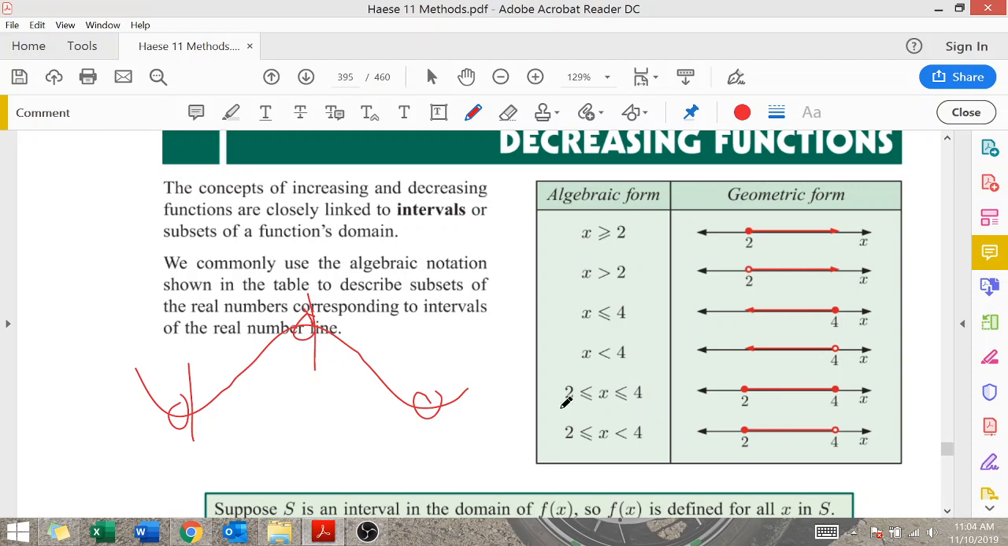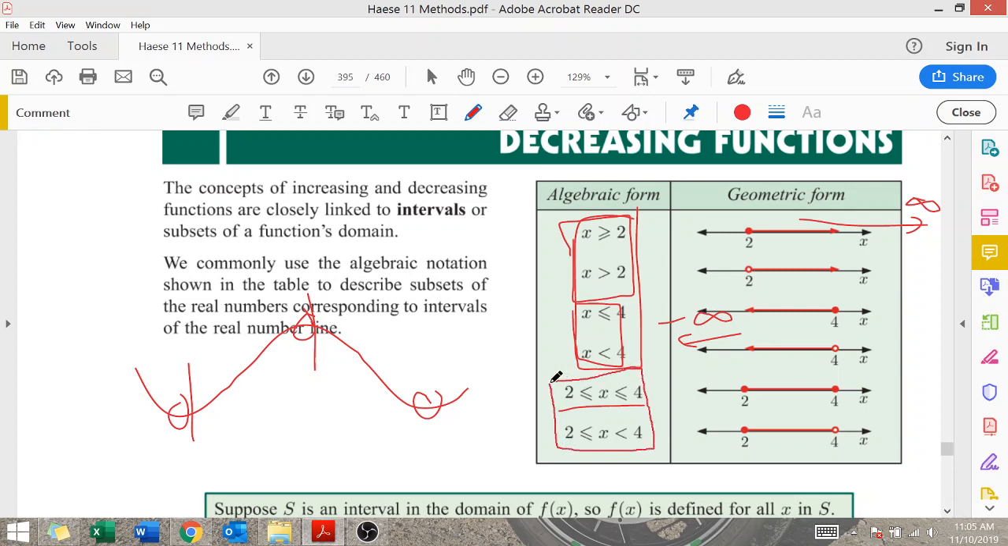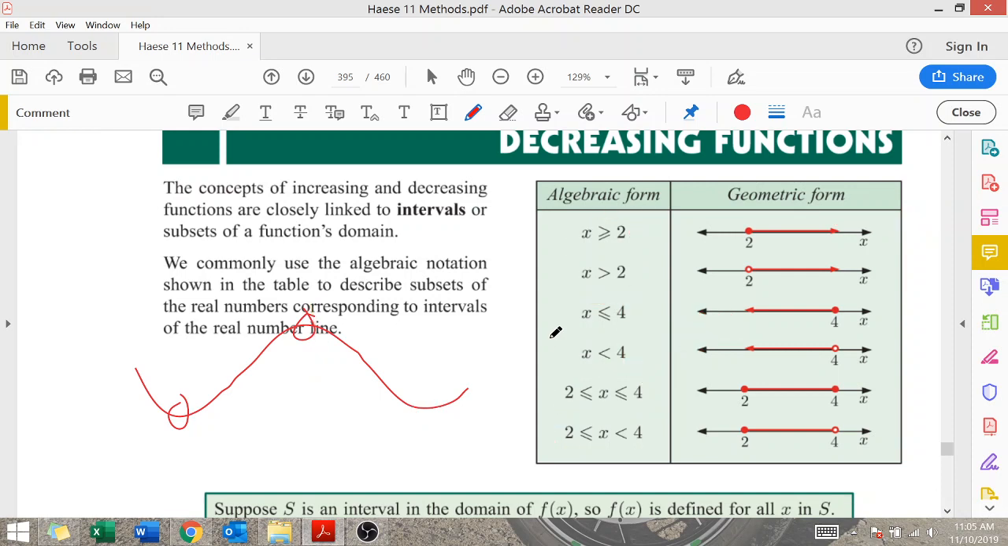And then down here, this is when x is between two set values. In these ones here, there's no upper bound to x. X can go on to infinity. In these here, there's no lower bound, so x can go on to negative infinity. But in these ones here, x has a lower and upper bound. So it has a start and a finish.